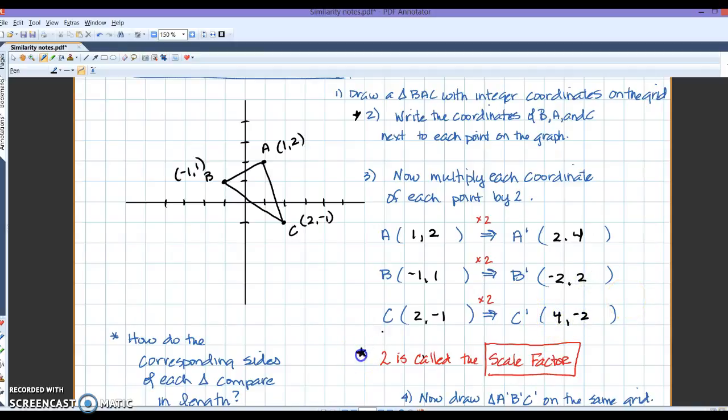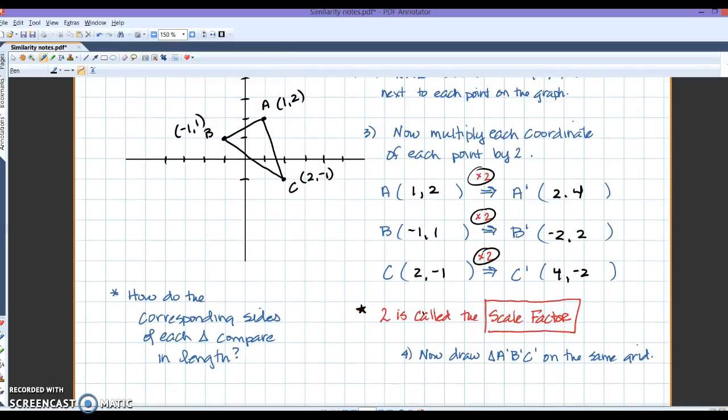That number 2 that you multiplied by here, here, and here, that's called the scale factor for this particular problem and for similarity. Just a little FYI, a little vocab. Now it says, now draw triangle A prime, B prime, C prime on the same grid. By the way, those little tick marks are called primes. So you pronounce that A prime, B prime, and C prime.